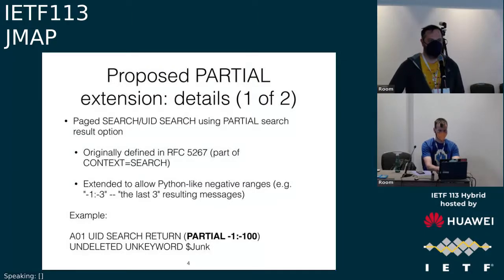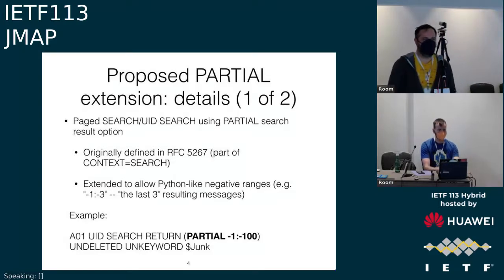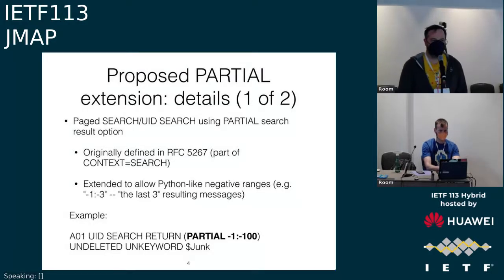So the partial positive number colon positive number was original part of 5267, so it's backward compatible. But this adds the negative syntax to say from the most recent messages, so you don't necessarily need to know UIDs for them, for example. One positive and one negative, or vice versa, is an error.